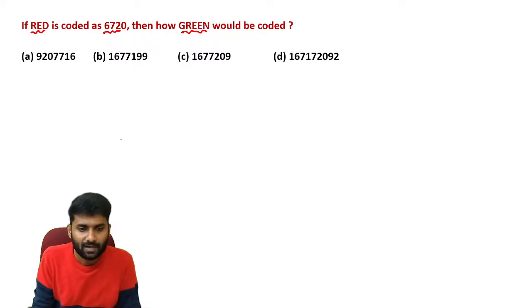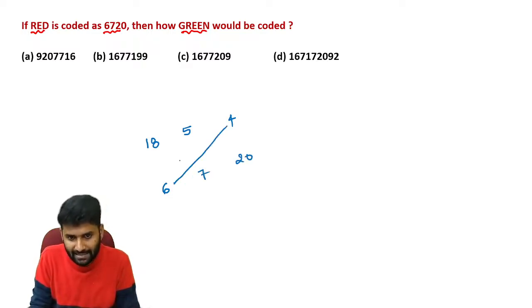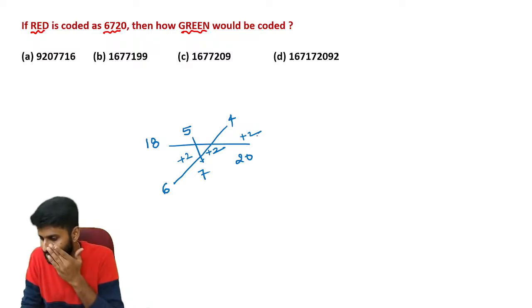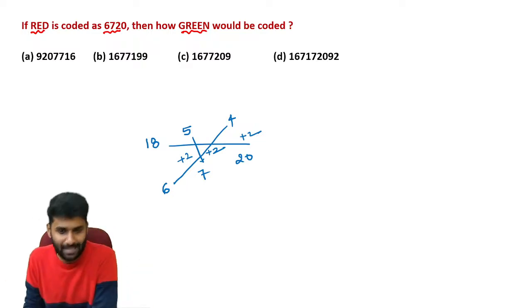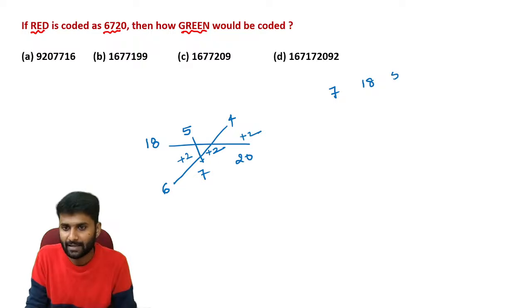Now see here, RED. R is the 18th letter, E is the fifth letter, D is the fourth letter. But they are represented with 6, 7, 20. If you observe here, they are adding in this way: 4 plus 2, again 5 plus 2, again 18 plus 2. The sum of alphabetical position from the first position to the last position, and every time they add 2 units. In the same way, green: G is 7, R is 18, E is 5, E is 5, N is 14.